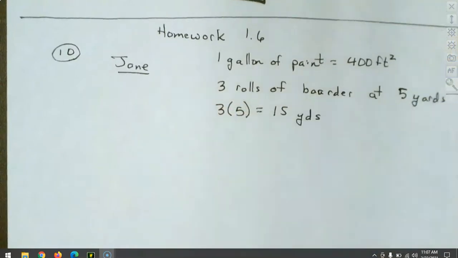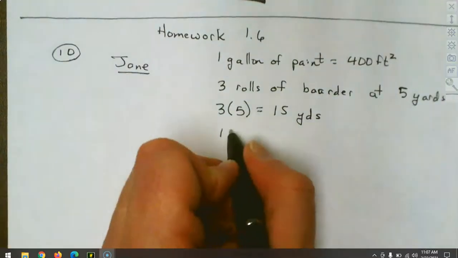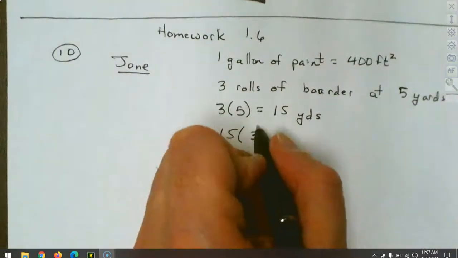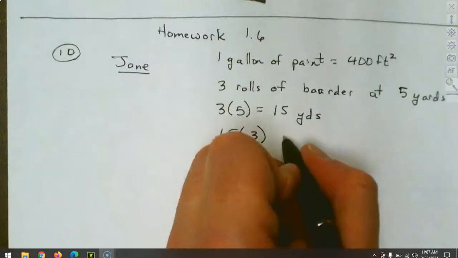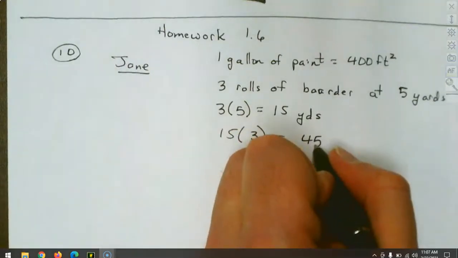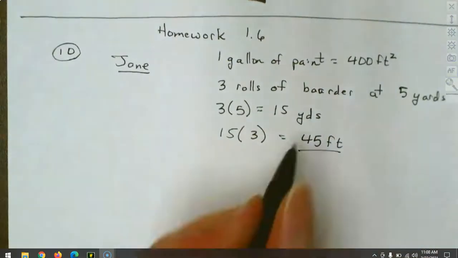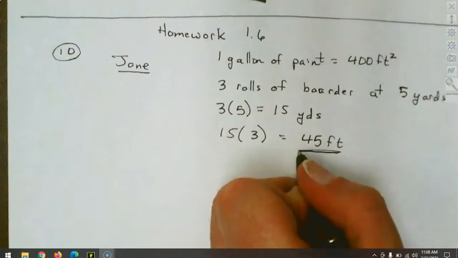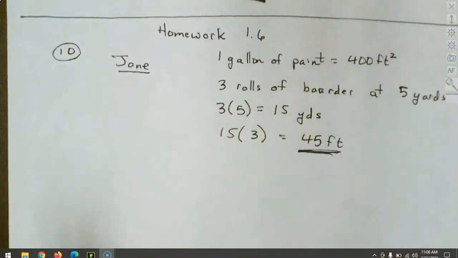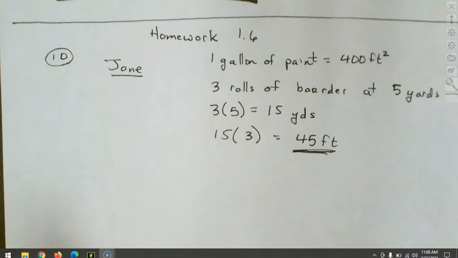Now, we don't work with yards normally, so we're going to convert this to feet. So then we'll take that 15 times that 3. 3 feet are in a yard. And that gives us then 45 feet. Okay, so that's what we've got. And this always stays the same. So this is not going to change from any decorator. So every decorator has enough paint for 400 square feet and 45 feet of wallpaper. It doesn't change. These are the constants here, so these are always going to be the same.